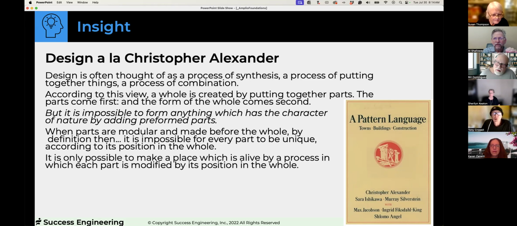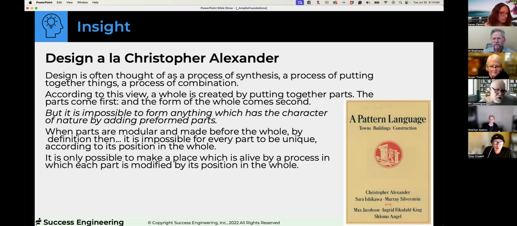It's only a way to make a place which is alive. Here's where you've got to translate it. He's talking about towns and homes, and we're talking about good agreements. Actually, in software, it could have been alive, meaning the code worked well. Here it means that people relate to each other. Yeah, Karen, what's your question?